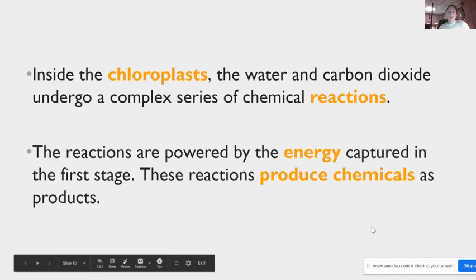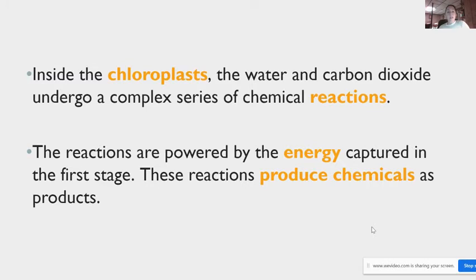So inside the chloroplast, the water and carbon dioxide undergo a complex series of chemical reactions. The molecules break down and separate into the individual elements, then react and recombine to form new substances and create that sugar, which is food for the plants. These reactions are all powered by the energy the plant receives from the sun, and they produce chemicals as products, that end result.